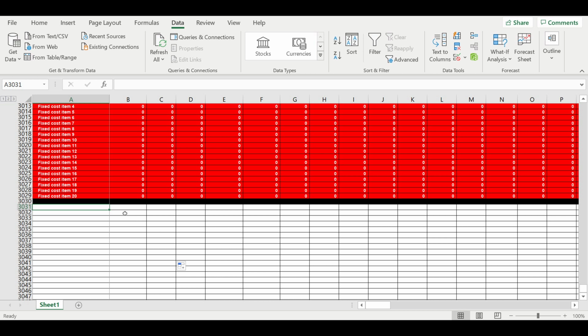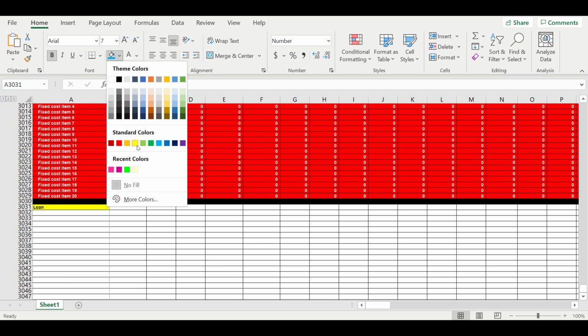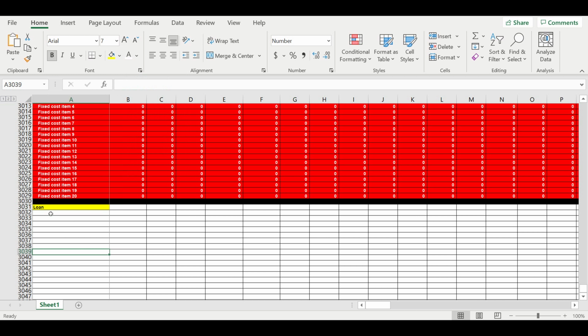And let's start creating this block of inputs. First of all, we will specify the amount of loan. Then we will have to specify when we get this loan, year, month, the level of interest rate, the grace period for principal payments, for interest payments. So let's go through each block of inputs.